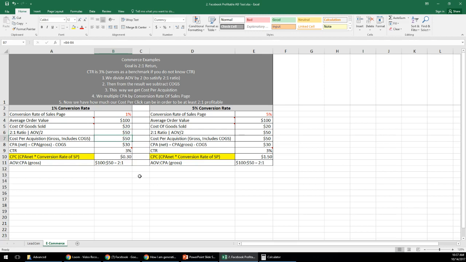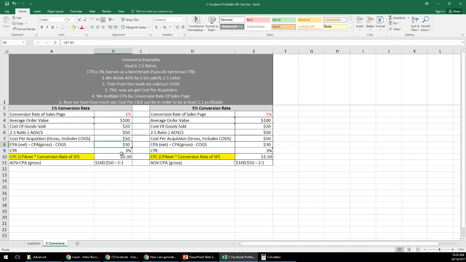So our cost per acquisition is whatever number we get when we divide average order value by 2. However, as you're going to see here, I have included the COGS, right? We have to keep in mind that this number is still included here. So we want to get rid of that number, and we do that by subtracting COGS, cost of goods sold, from cost per acquisition, which leaves us with cost per acquisition net, which is $30. That means that at this point, we have $30 to acquire one customer.